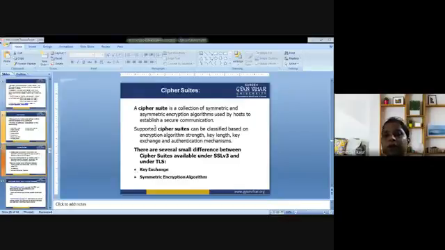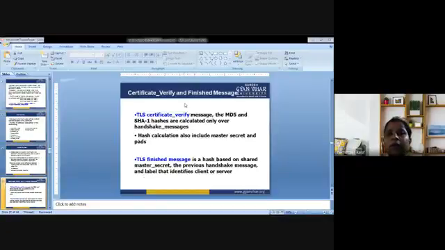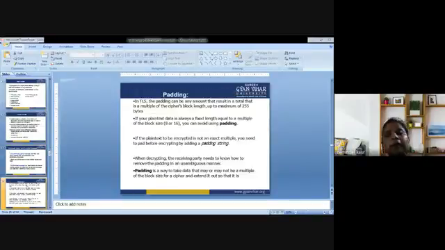Cipher suites that we have discussed. That is the collection of symmetric or asymmetric encryption algorithms. Certificate authority we have discussed. Finished messages we have discussed. And last is padding that we have discussed so far.